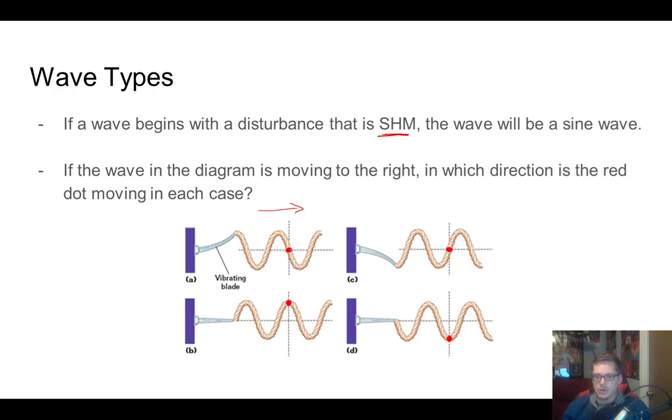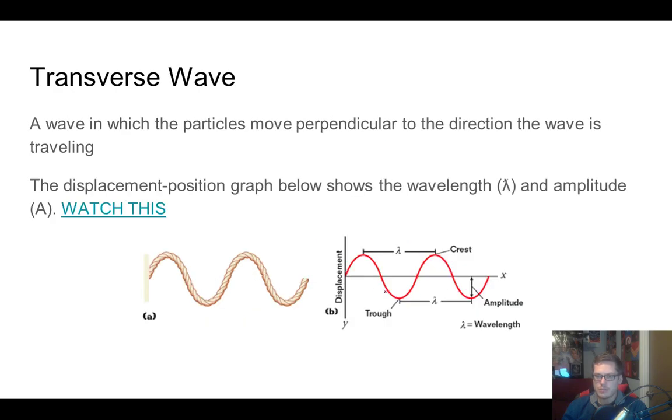But what's happening to our red dot? Well, the red dot only moves up and down from where it is, right? So it started here, and then as the wave comes through, the red dot moves up, and then as it swings back down, the red dot goes back to the middle, and then the red dot goes down to the bottom. Okay, and this type of motion is defined as a transverse wave.